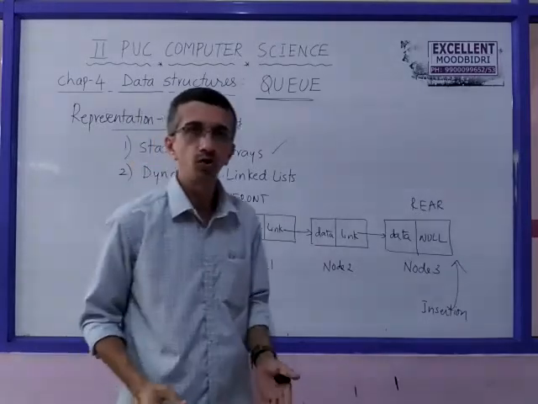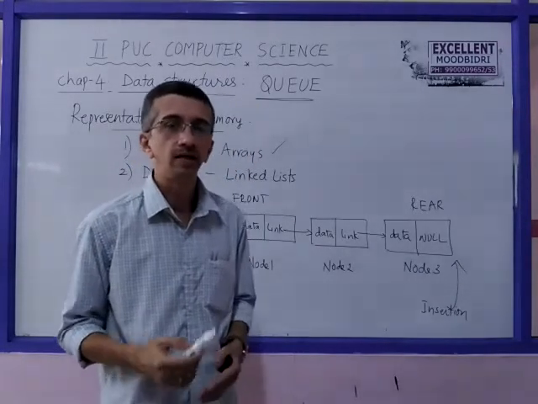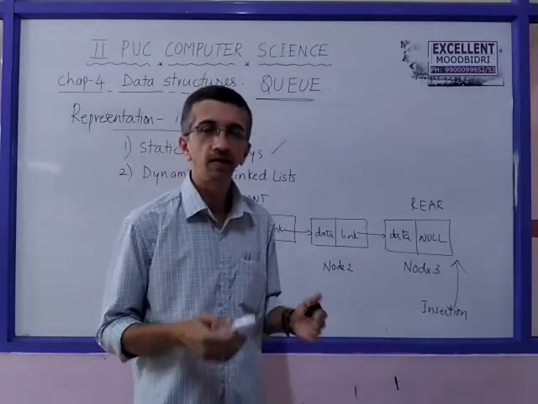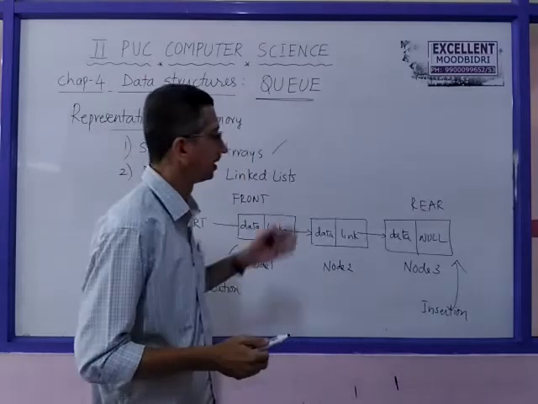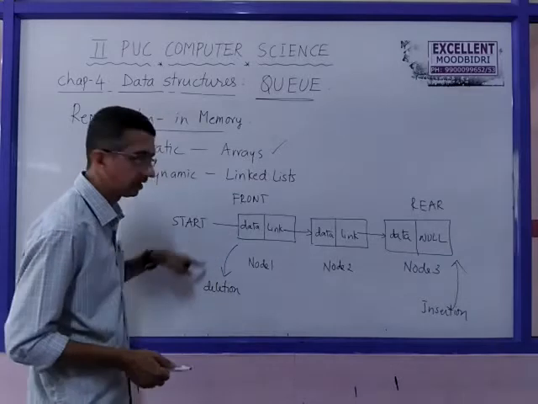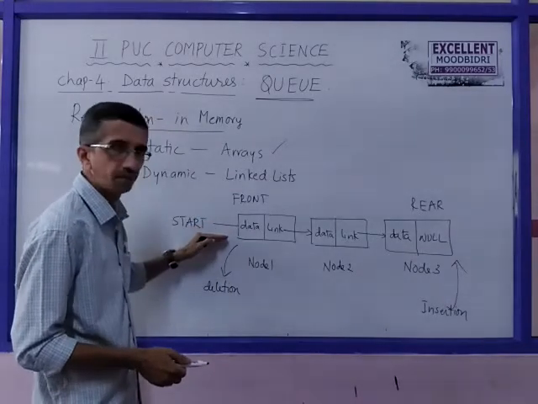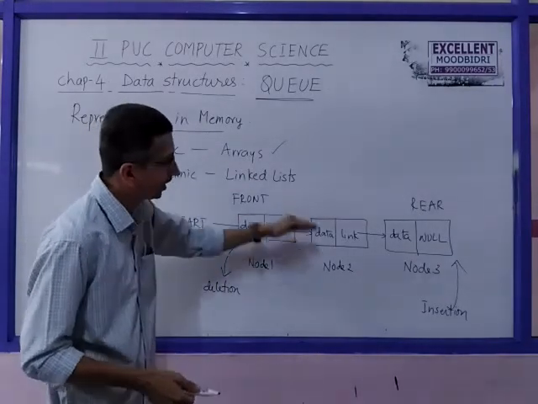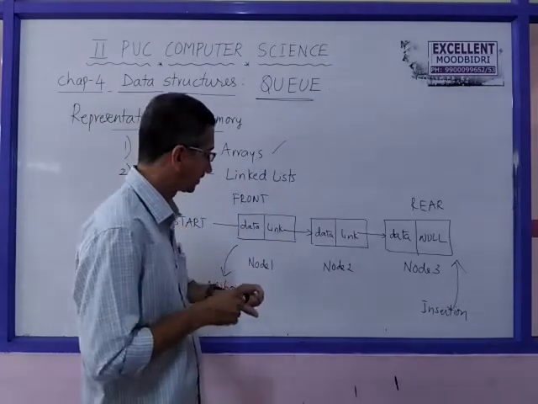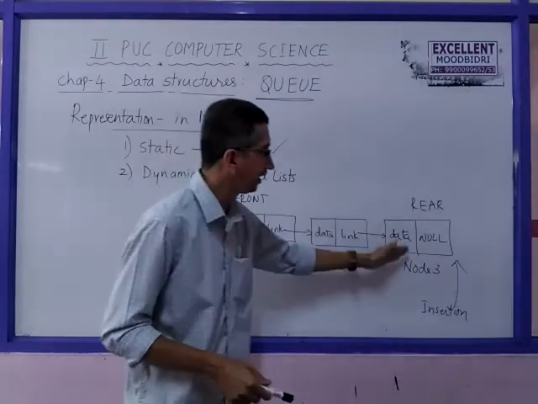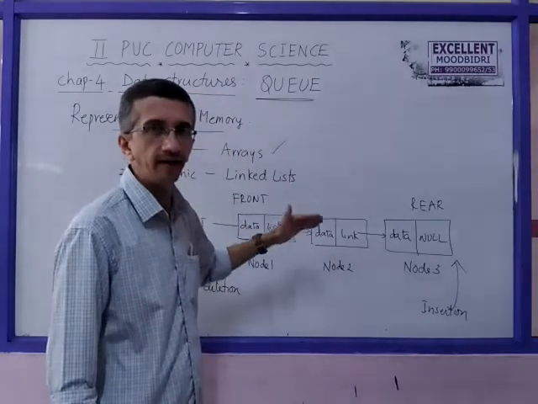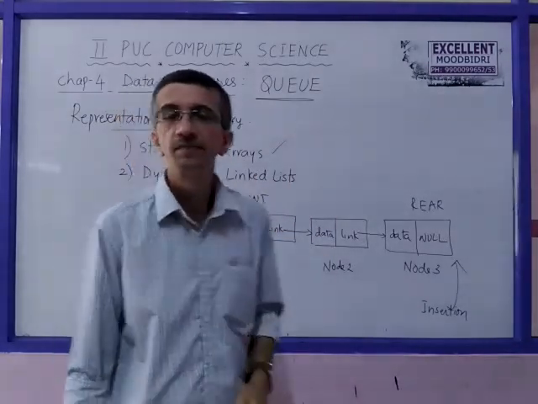So these diagrams you can show when the question is asked, like represent queues in memory using array method, static representation, and using the linked list method, dynamic representation. Deletion has to be done at the front of the queue. So deleting the first node, the start points to the next node. The second node becomes the start node. So this is deleted from the queue. Next deletion, second node. Next only you can delete the third node like this. So this principle has to be maintained. Then this linked list represents a queue.